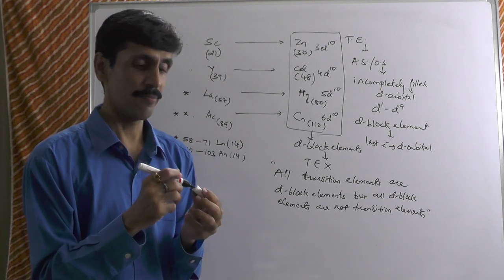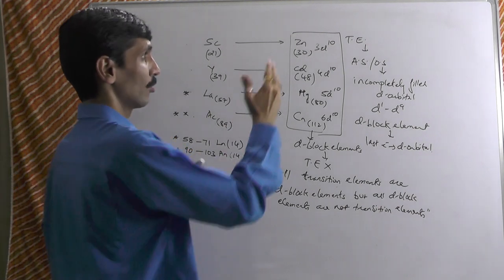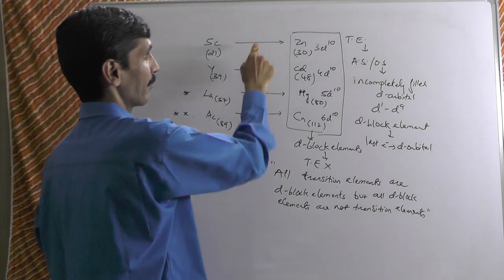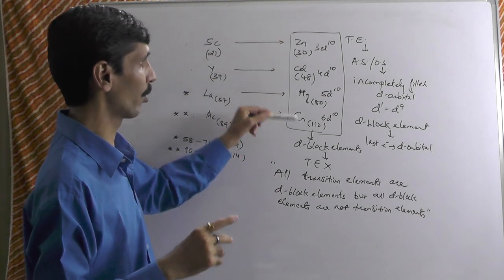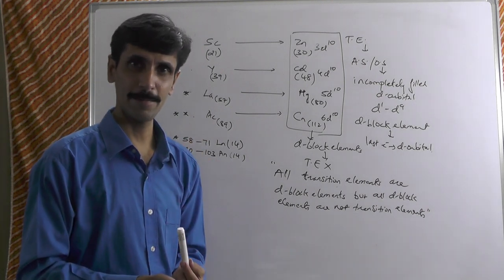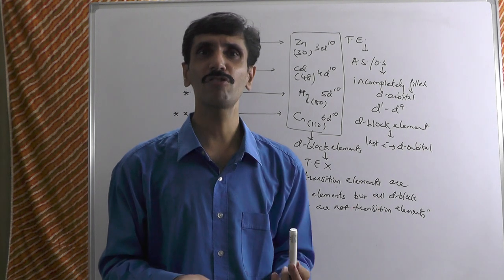Okay, so if you want to go for the total numbers, we need to exclude these. So if I have 10, 10, 10 for all the 4 series, so 40, you exclude these 4, so it comes out to be 36.